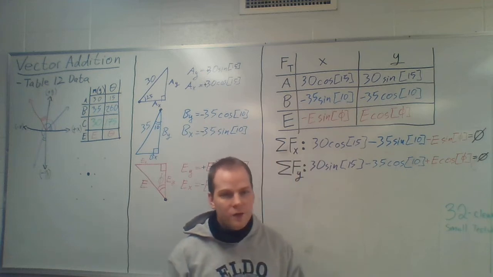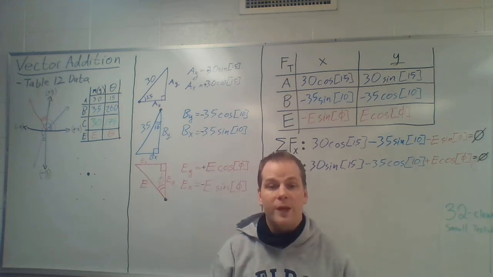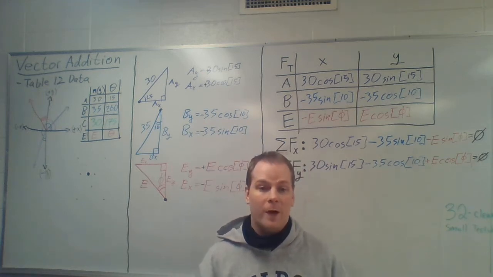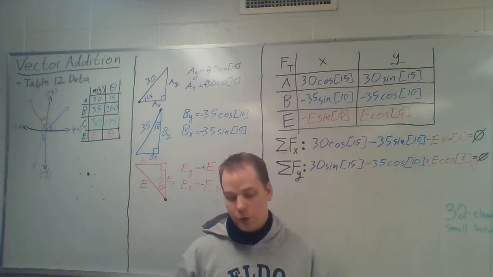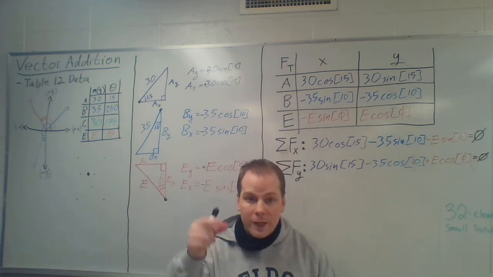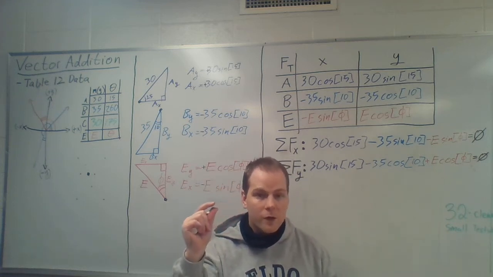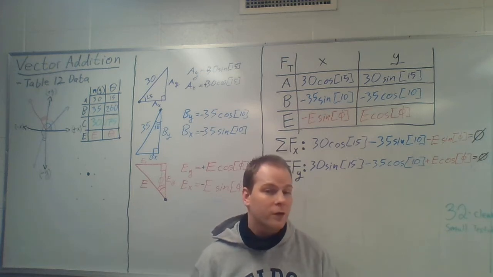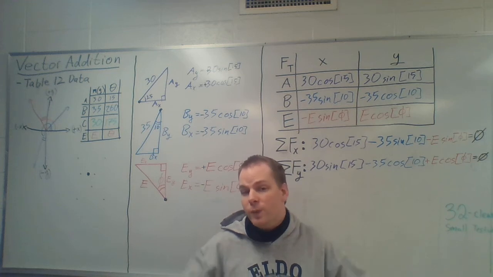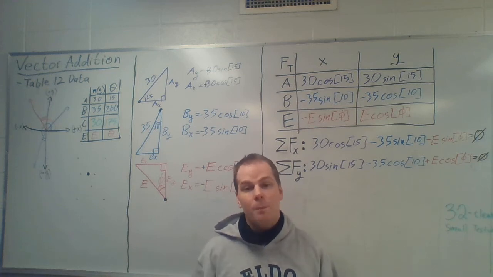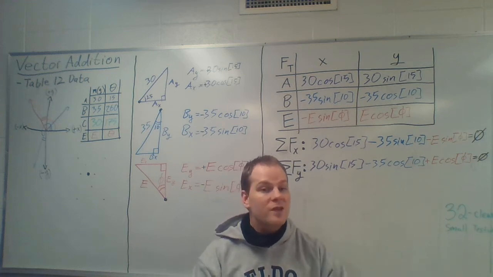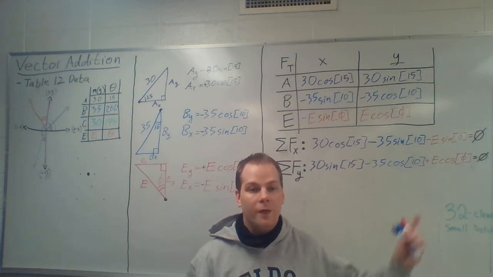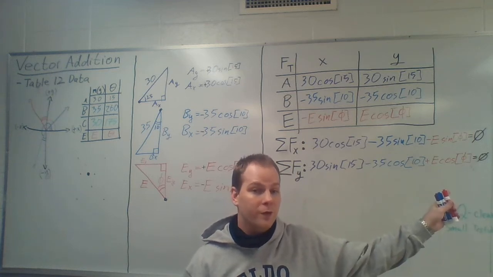Now, we know these both have to be equal to 0 because this is the canceling vector. The target should be perfectly centered within the circle on your table, which means that all of your 3 or 4 vectors are canceling each other out, which means the net force or the net movement is 0. There's nothing happening at the target. That's why we can say that these are equal to 0.